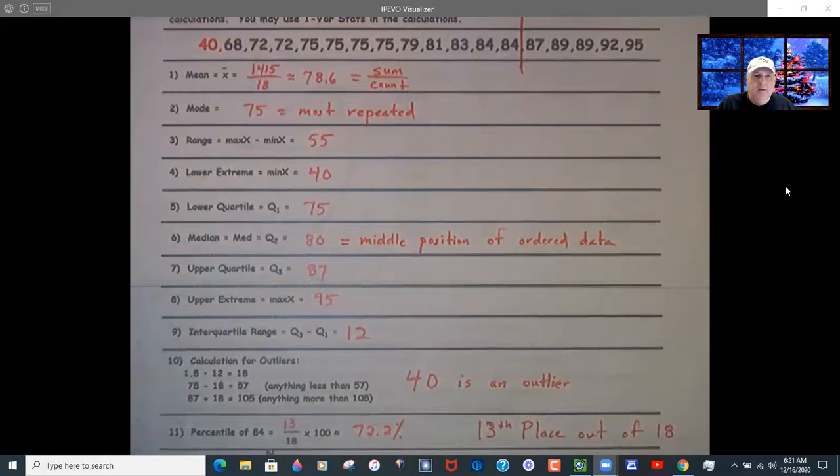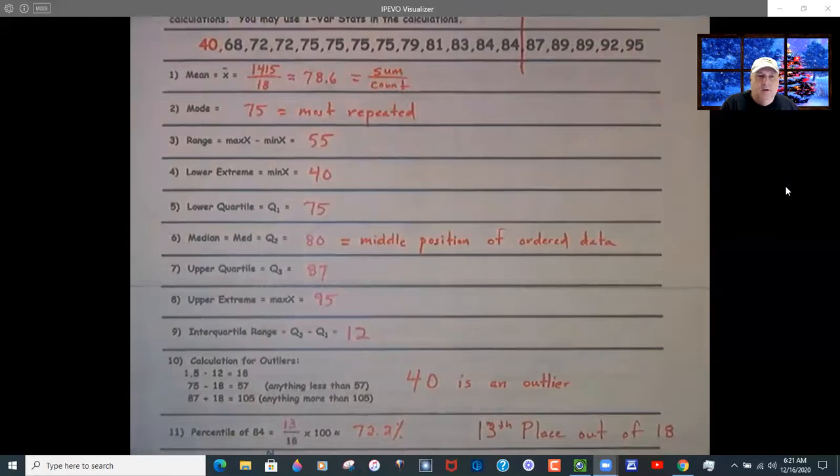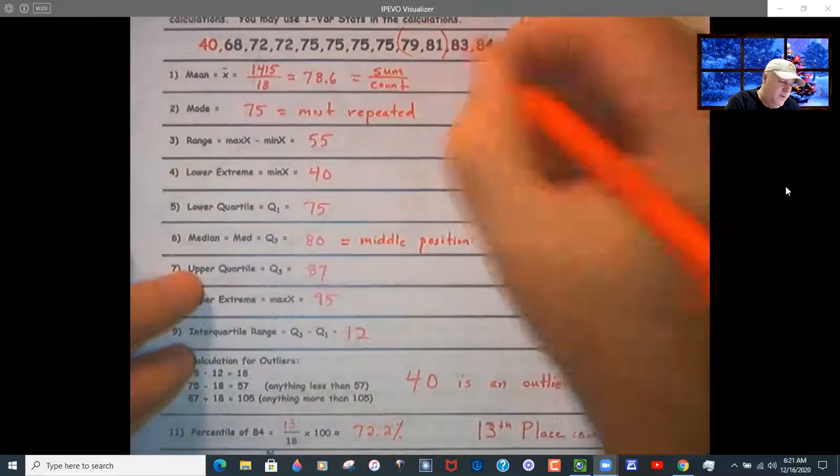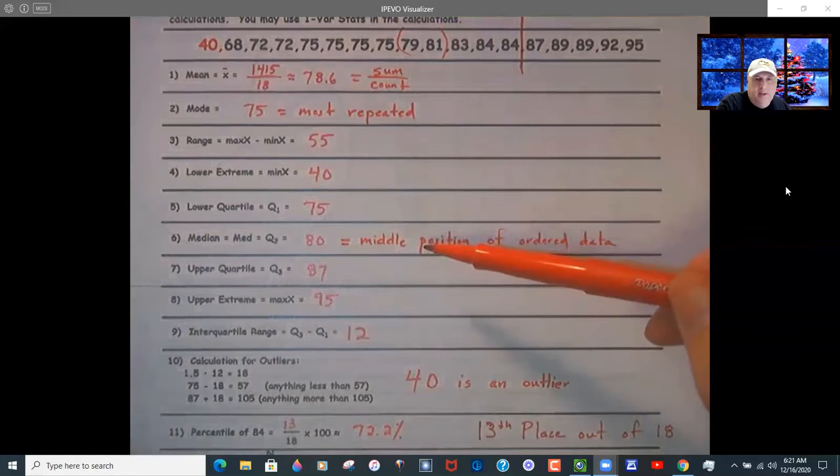So the mean is simply the sum over the count. We have a count of 18, and we're going to sum all 18 up and then divide by 18. For the median, there are two numbers in the middle position, 79 and 81. So when we figure out the middle position, we have to average those two. That's just a note there.